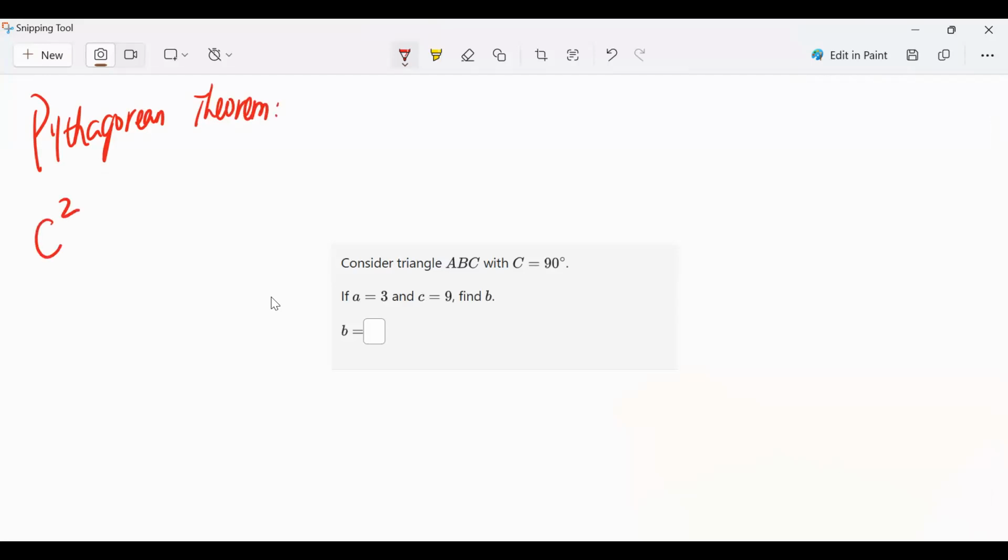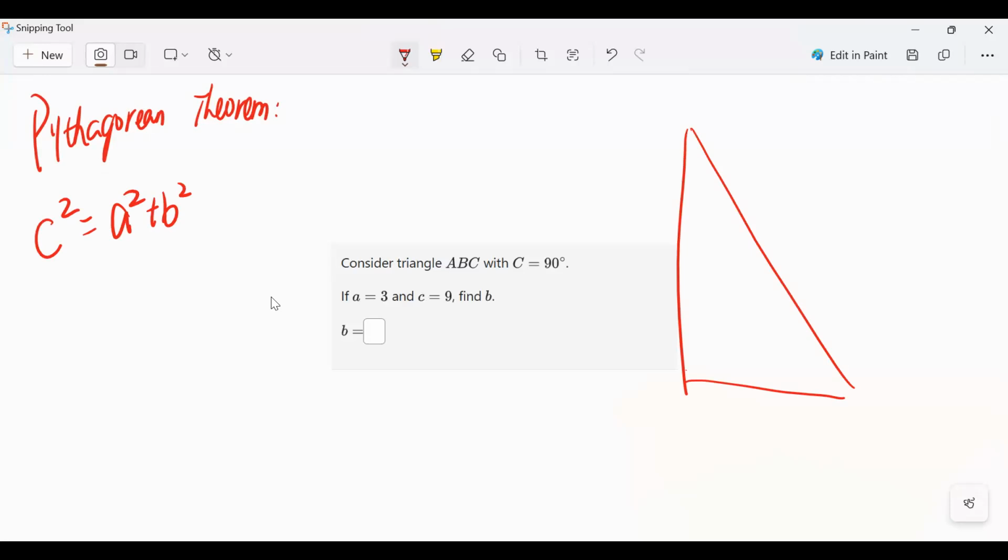Pythagorean theorem basically: C squared equals A squared plus B squared. So that's a right triangle, right? And this is a 90 degree angle. And C equals 9, A equals 3, right? They want to find out B. What is B?